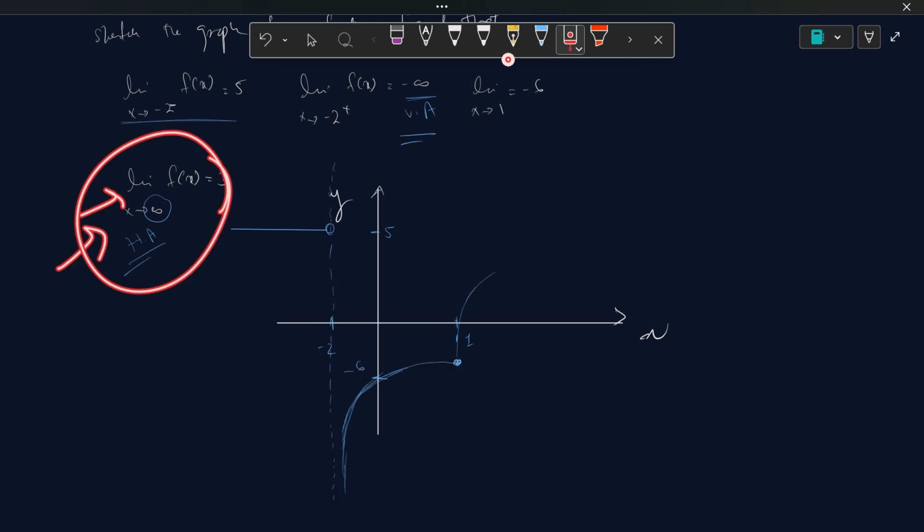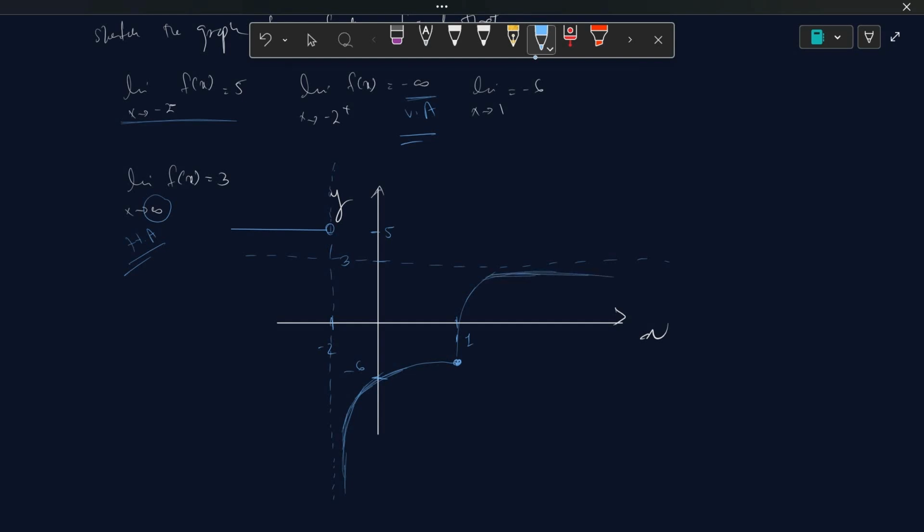Now, the limit of the function as x approaches infinity equals 3. As x approaches infinity, it has to be a horizontal asymptote. So the y value has to equal 3. Let's say this is 3. Then you'll end up having a horizontal asymptote at y = 3, and the graph goes like this. As your x values approach infinity, your y value approaches 3. This is the graph you should have after sketching all the limits.